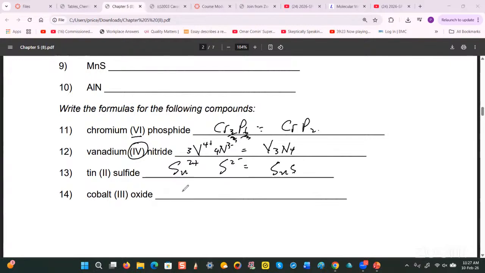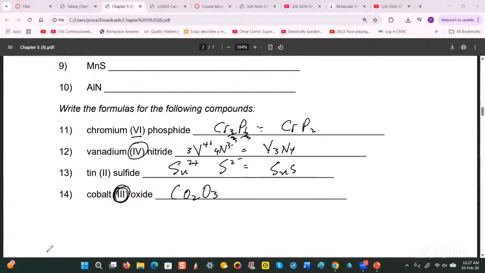Cobalt 3 oxide. Hint, hint. Oh, you mean the formula? I'm sorry, I thought you meant the charge. Okay, my bad. You said what? Co2O3. Oh, okay, that's correct, actually. I thought you were mentioning the charge. Co2O3. Okay, very good.